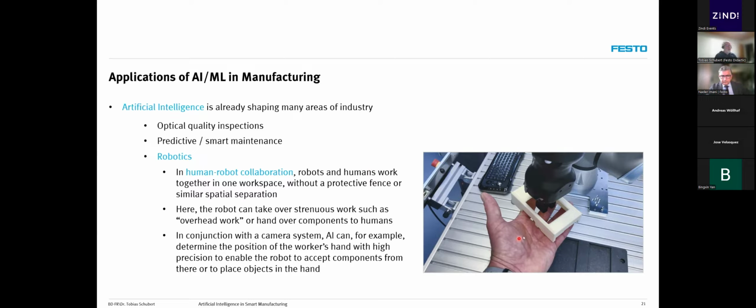And what we can do here, that's an example of what we did at Festo Didactic. We took some of these cobots, so no fences, no separation. We put a camera on top just to see what's going on in the scenery and told the robot, whenever somebody, like me, with my hand, places a workpiece, please grab it and put it somewhere else.